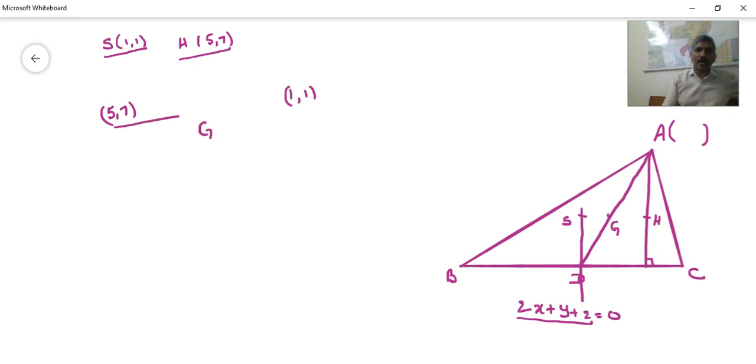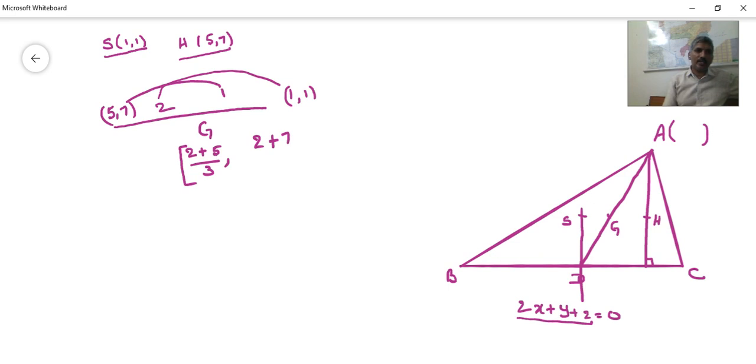As we know, centroid divides orthocenter and circumcenter in the ratio 2:1. Come on, tell me what are the coordinates of centroid? 2 plus 5 divided by 3. Yes or no? mx2 plus nx1 divided by m plus n. Next, 2 plus 7 divided by 3. So we got the centroid is equal to 7 by 3 comma 3.